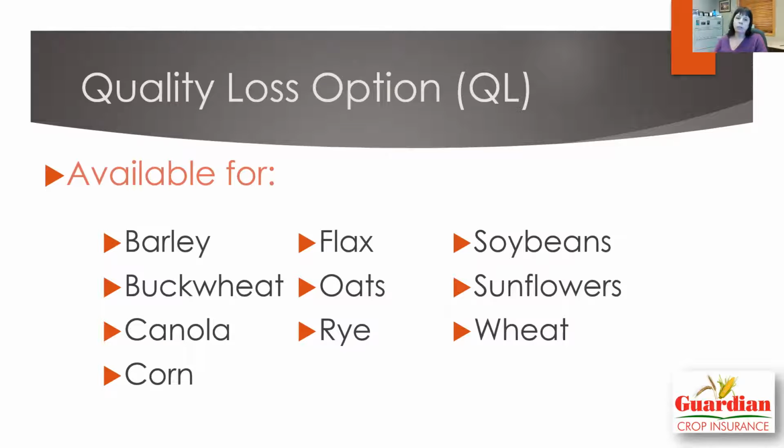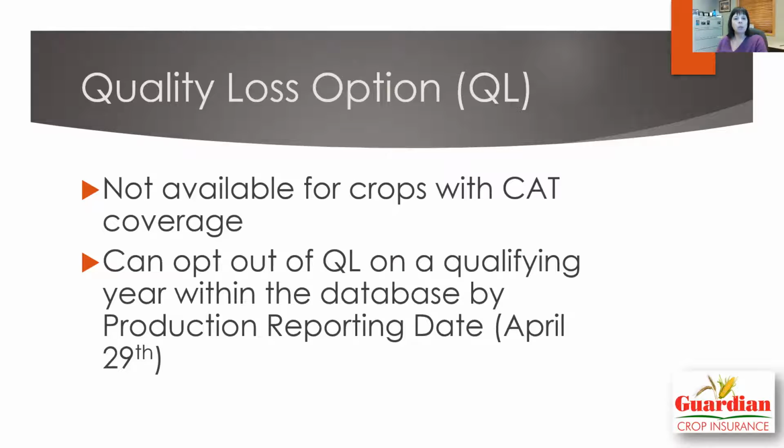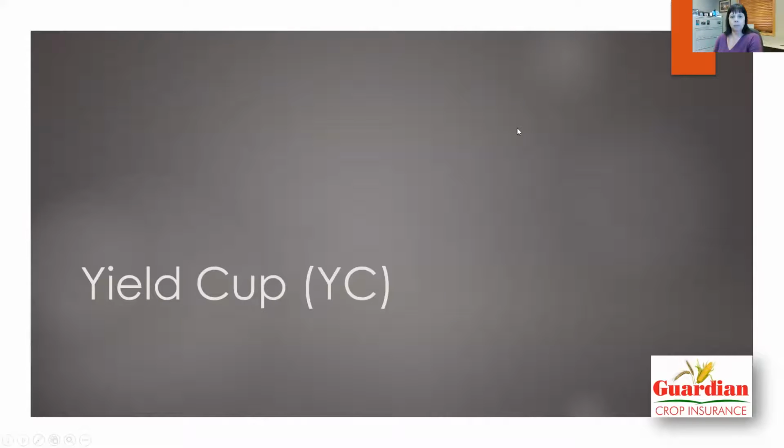It's available for barley, buckwheat, canola, corn, flax, oats, rye, soybeans, sunflowers, and wheat. It's not available for any crops that do have the CAT coverage. You can opt out of the quality loss option on a qualifying year within the database as long as you do that by the production reporting date, which is April 29th for your spring crops.